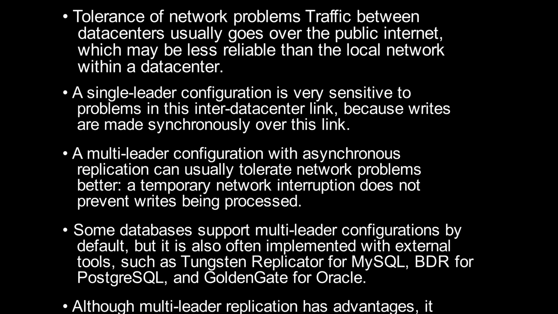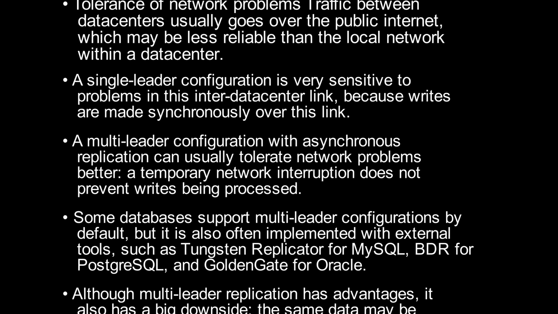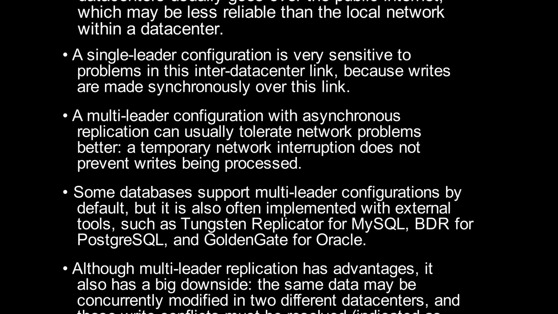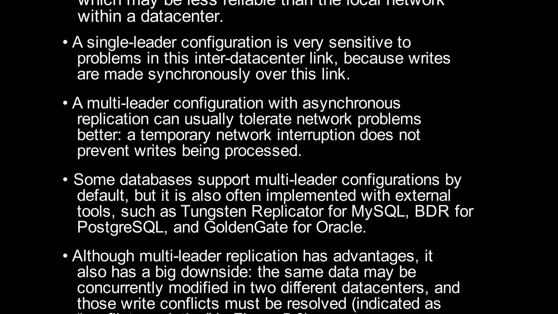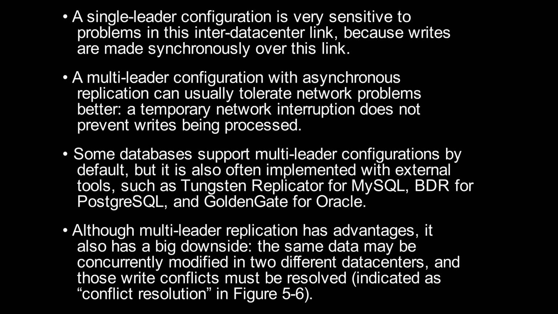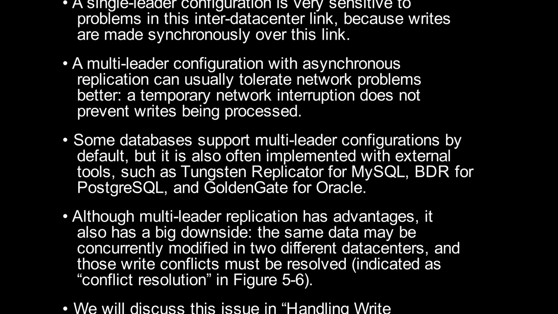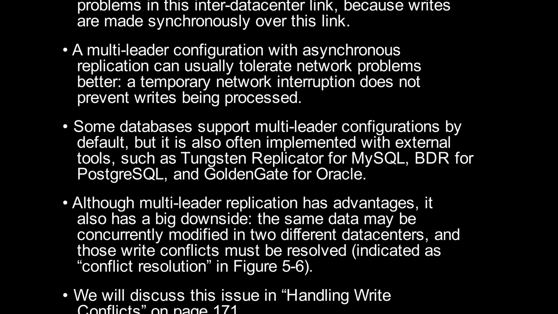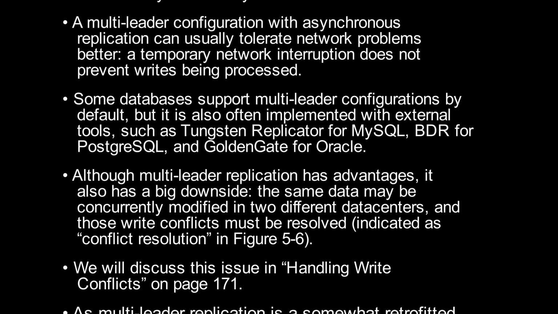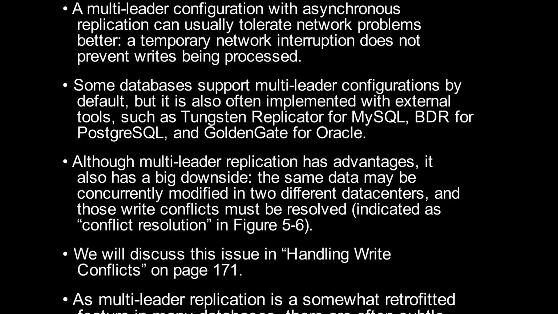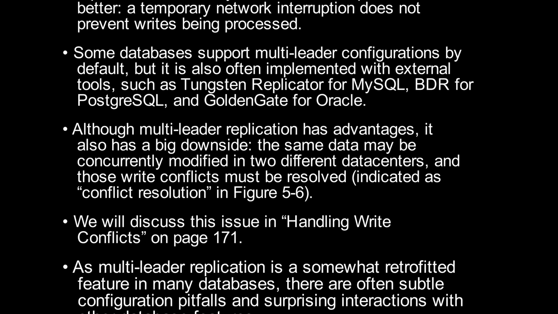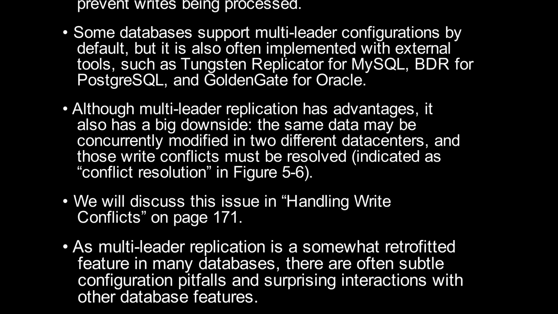Some databases support multi-leader configurations by default, but it is also often implemented with external tools, such as Tungsten Replicator for MySQL, BDR for PostgreSQL, and GoldenGate for Oracle. Although multi-leader replication has advantages, it also has a big downside. The same data may be concurrently modified in two different data centers, and those write conflicts must be resolved, indicated as conflict resolution in Figure 5-6. We will discuss this issue in Handling Write Conflicts on page 171.